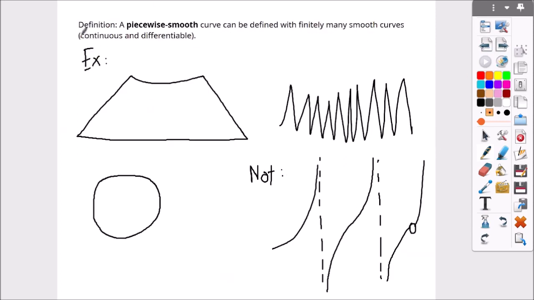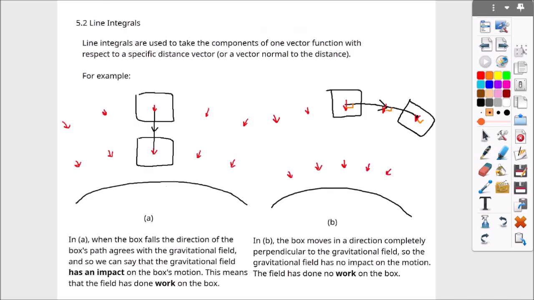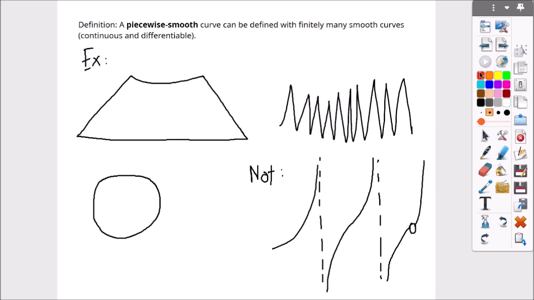All right. So I'm gonna introduce you with a definition first, because these line integrals work best when it is a piecewise smooth curve. A piecewise smooth curve is what? A piecewise smooth curve are these. They're smooth, so they're continuous and differentiable, but they're piecewise smooth, so you can separate them into certain curves that are continuous and differentiable.